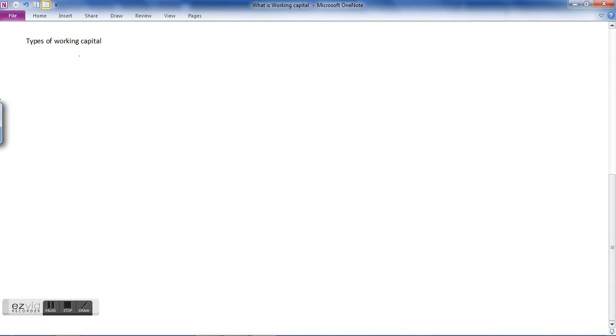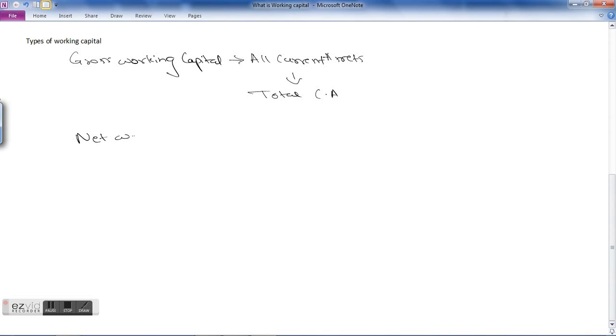So there is gross working capital. Gross working capital refers to the investment in all the current assets taken together. The total of investments in all current assets is known as gross working capital. That means all the current assets taken together is gross working capital. So when you total all the current assets, that is nothing but your gross working capital. The next is net working capital.